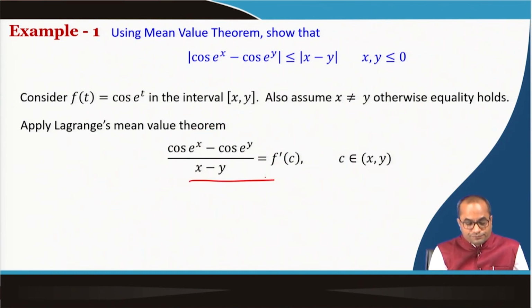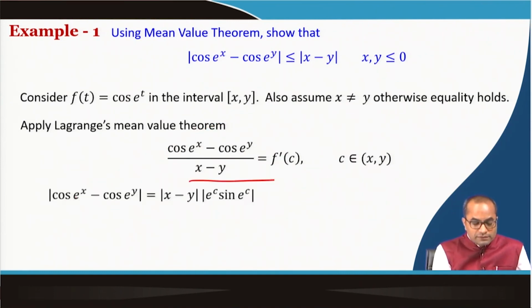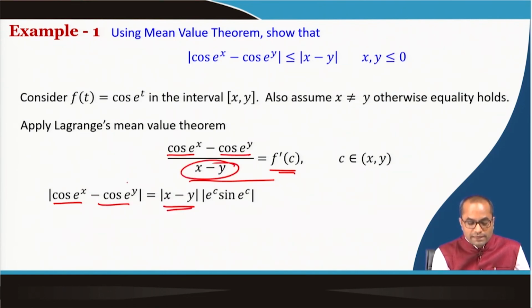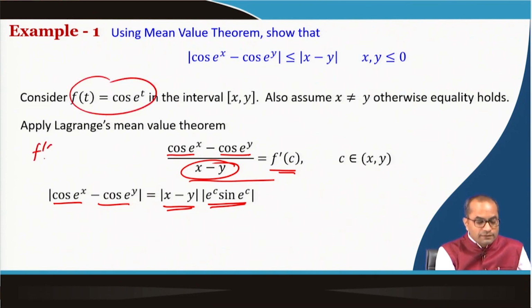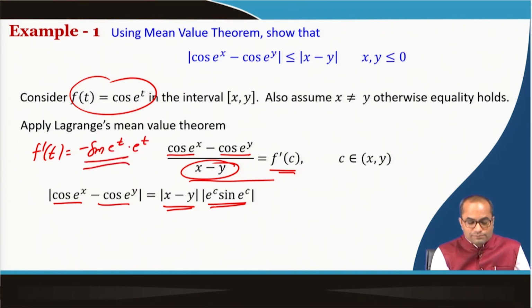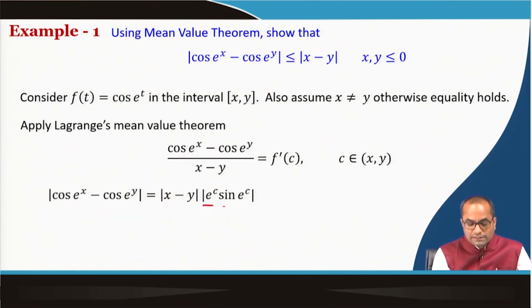So, having this, we can now take the absolute value of cos e power x minus cos e power y, which will be equal to the absolute value of x minus y times the derivative of f at c. So, the derivative of f: we have cos e power t, so we have minus sine e power t into e power t, with the absolute value at c. So, we have here e power c and sine e power c.